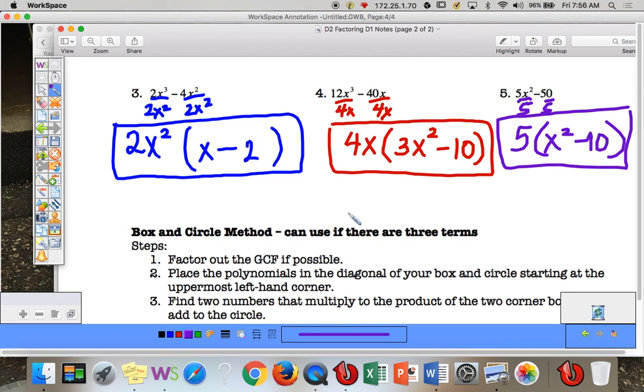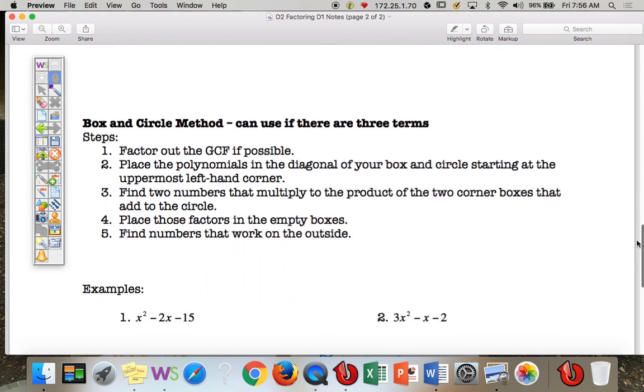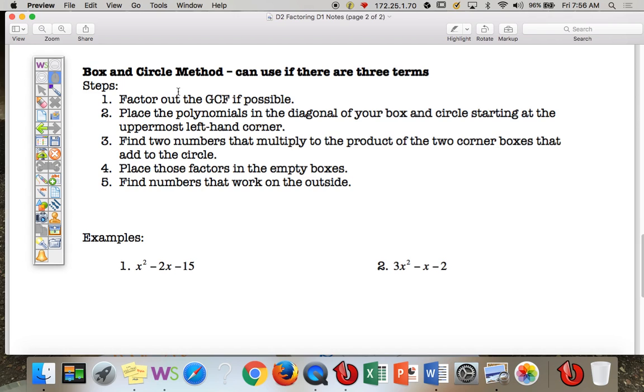All right, let's go over if you can factor further. This is called the box and circle method. You can use it if there are 3 terms, usually, not always. Here are the steps. Factor out the greatest common factor, and I'll do the rest of the steps I'll show you down here.